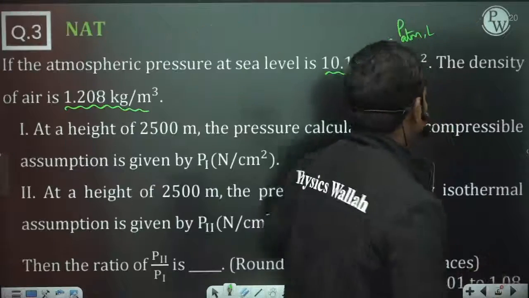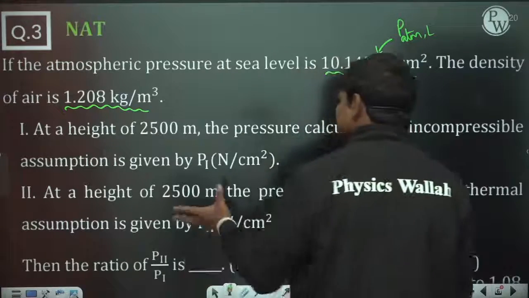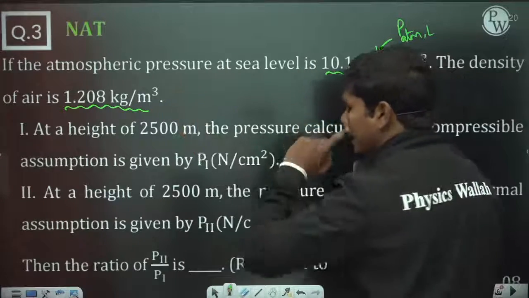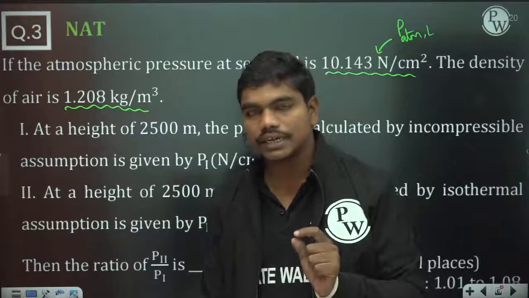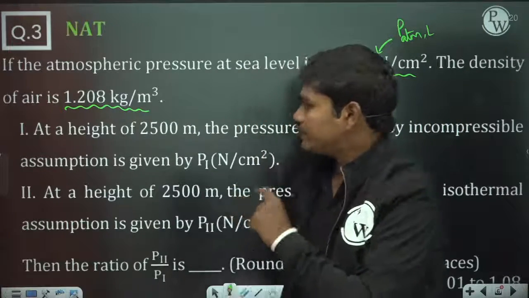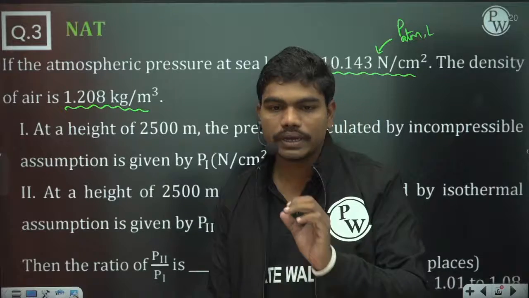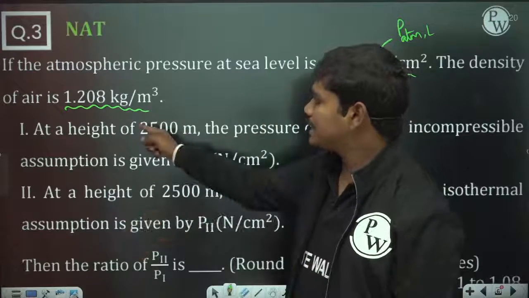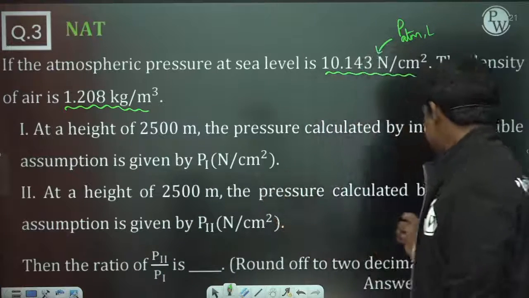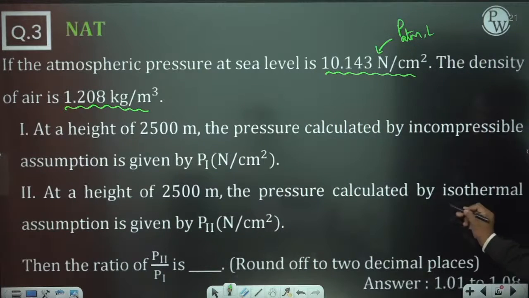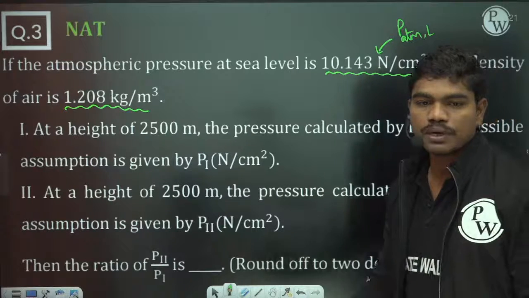Now coming to this question, we have read this question. In one case, they have assumed the air to be an incompressible fluid. What is the meaning of incompressible fluid? The density variations with Z are generally very small. I mean, the density variations in air are very small. So that's why they have assumed that the density remains constant in the first case. In the second case, the pressure is calculated by the isothermal compressible fluid assumption. Then this pressure is given by P2, then the ratio P2 by P1.